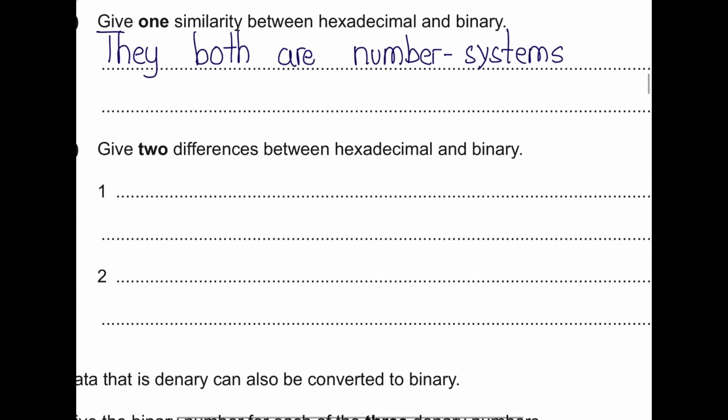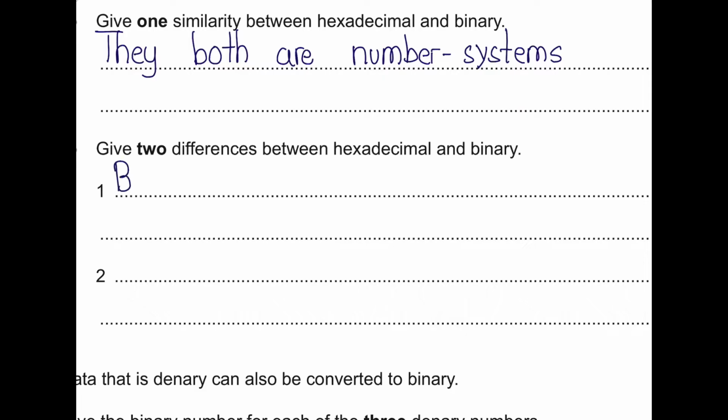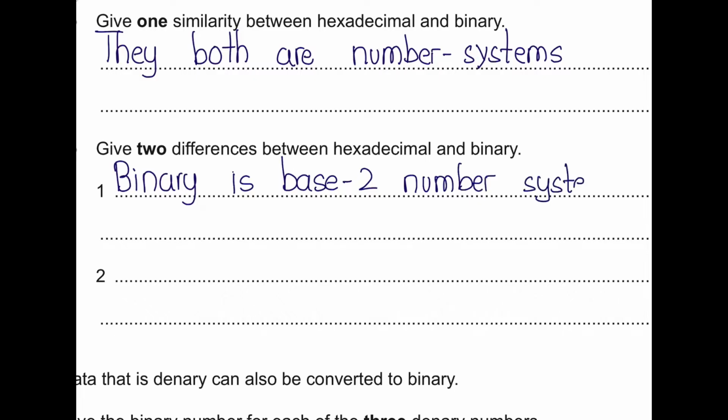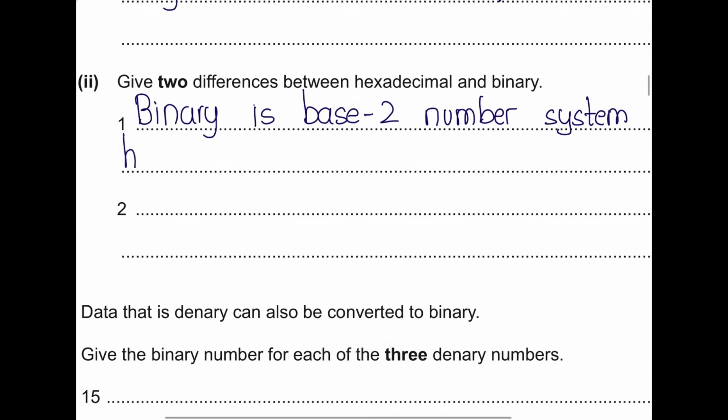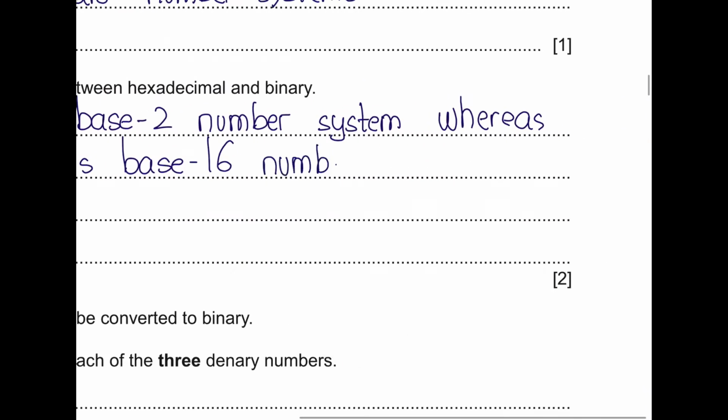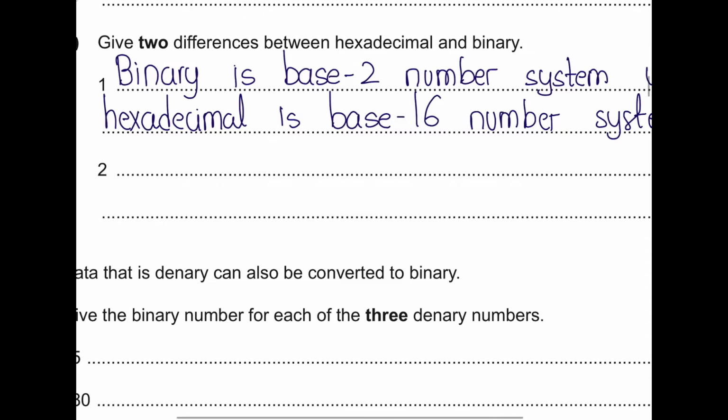The main two differences between hexadecimal and binary is that binary is a base 2 number system, as we know, whereas hexadecimal is a base 16 number system. Another thing to understand is that binary only uses two digits.